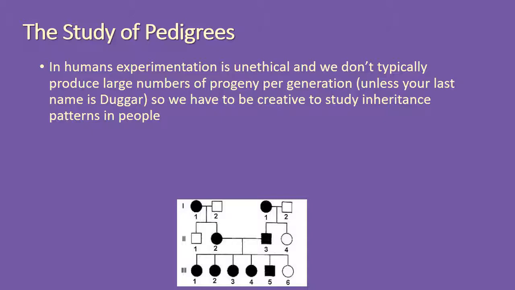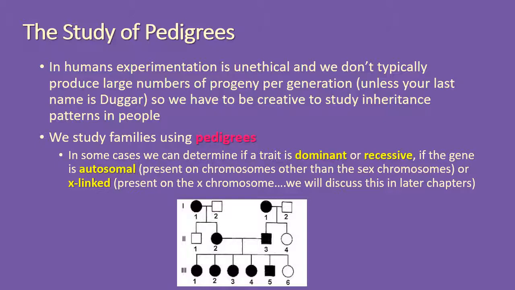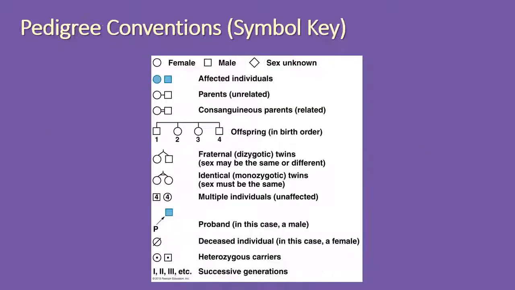So we have to be creative to study inheritance patterns in people, and so we use pedigrees. We just have to look at people's histories in families. In some cases, if it's pretty straightforward, we can determine certain things about traits. We can figure out whether that trait is dominant or recessive, and whether the gene that carries it is autosomal, meaning it's present on chromosomes other than the sex chromosomes, or X-linked, meaning it's present on the X chromosome, which will be a big part of Chapter 4. So today we're going to talk about dominant and recessive traits on autosomes.